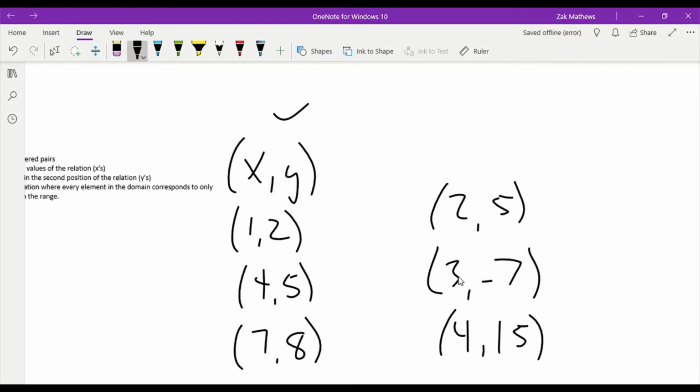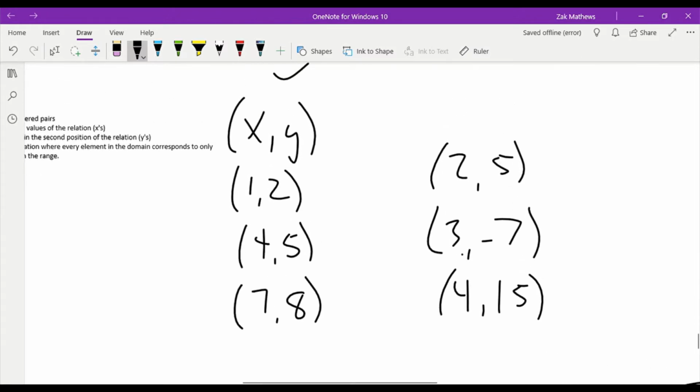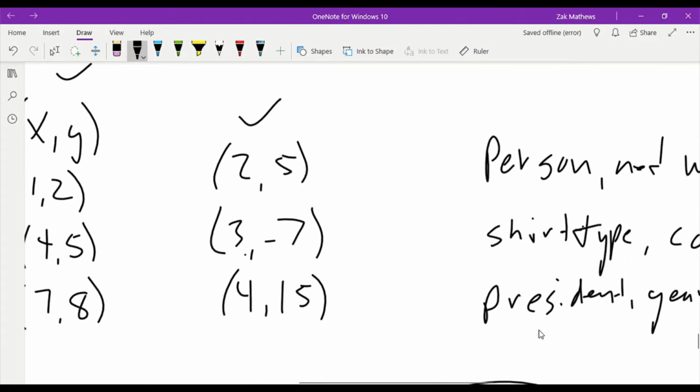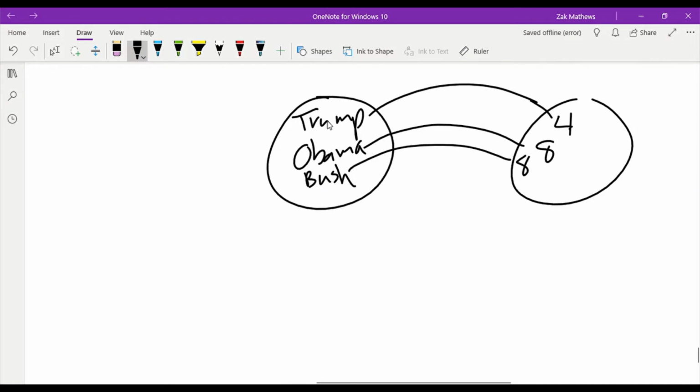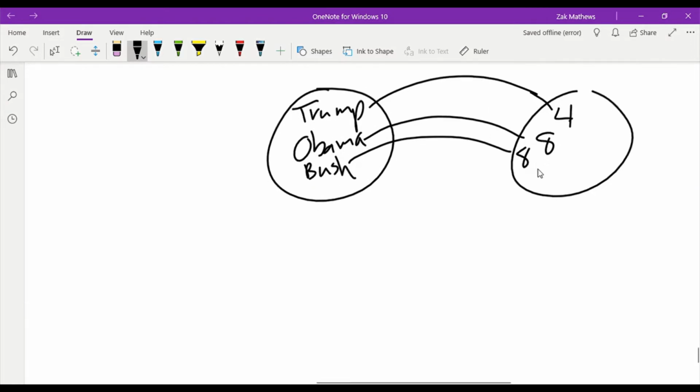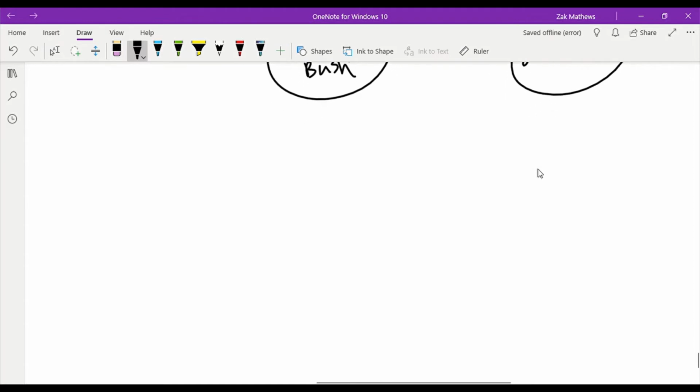Here, 2 goes to 5, 3 goes to -7, 4 to 15. Again, every element in the domain is going to exactly one element in the range. And same thing here. Trump has exactly one output, 4. Obama has one output, 8. Bush has one output, 8. So let's look at something that is not a function, just to see what I'm talking about.